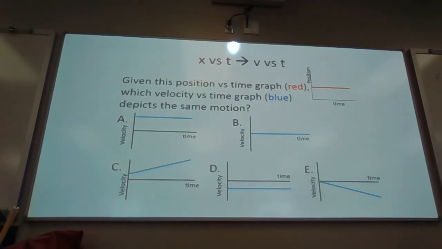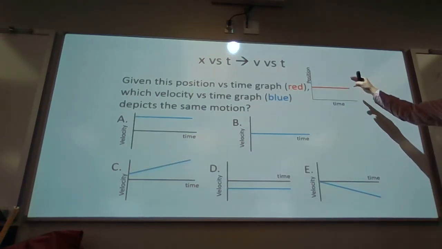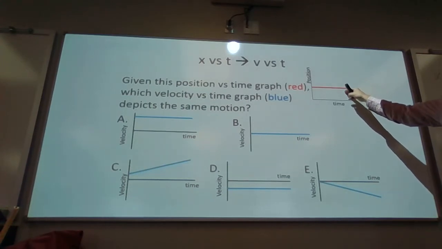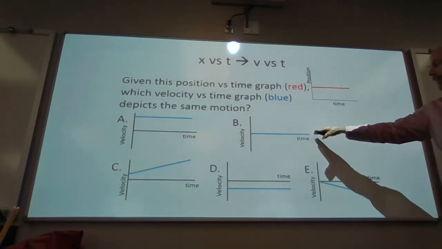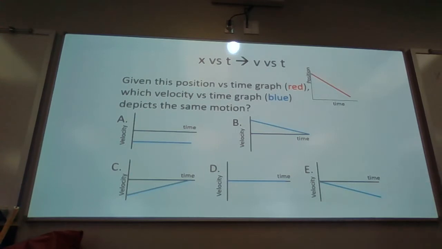Correct answer is? Nice. What on a position versus time graph tells you velocity? The slope. What is the slope of this line? Zero. The slope tells you the value, the number of that. Next question.